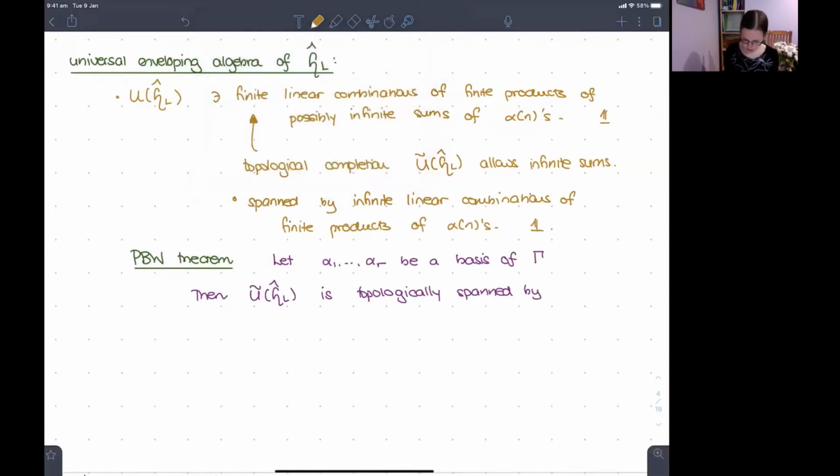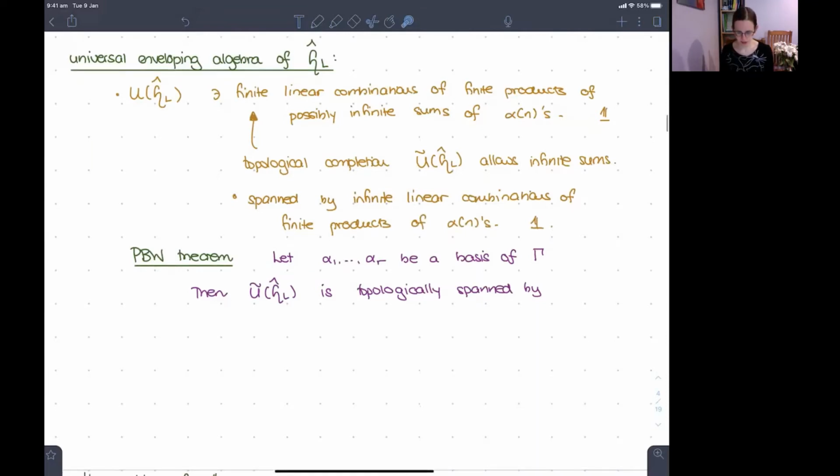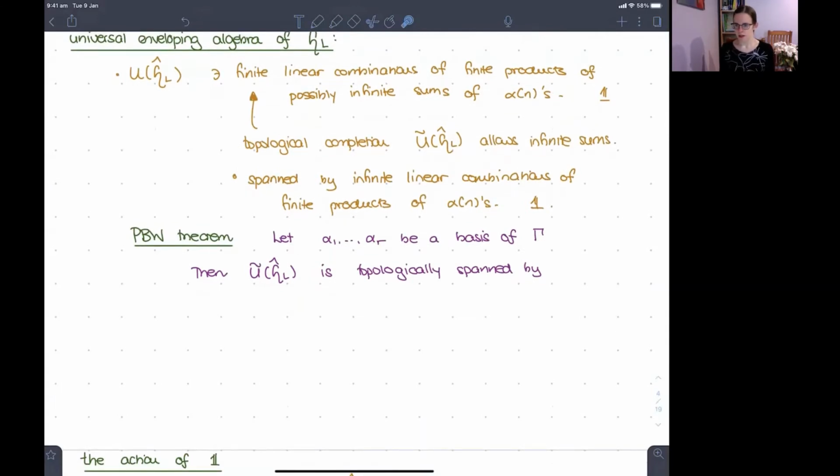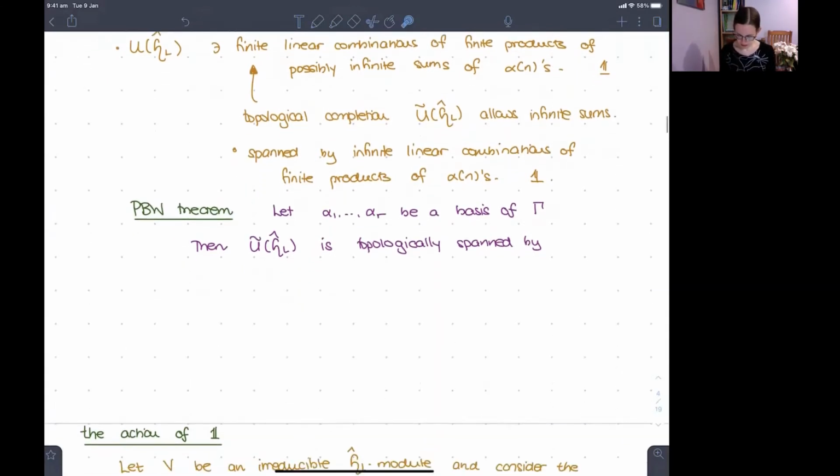Okay, and so we'll work with this because even though it's bigger, it's easier to identify a thing that is in it. Okay, and so we have a PBW theorem as well in this case, and it says if we take a basis of gamma, so that is going to give a basis of H, then a topological basis of H hat was given by alpha i's tensor t to the n. And so now a topological basis of the universal enveloping algebra is given by monomials, which are a pain to write.